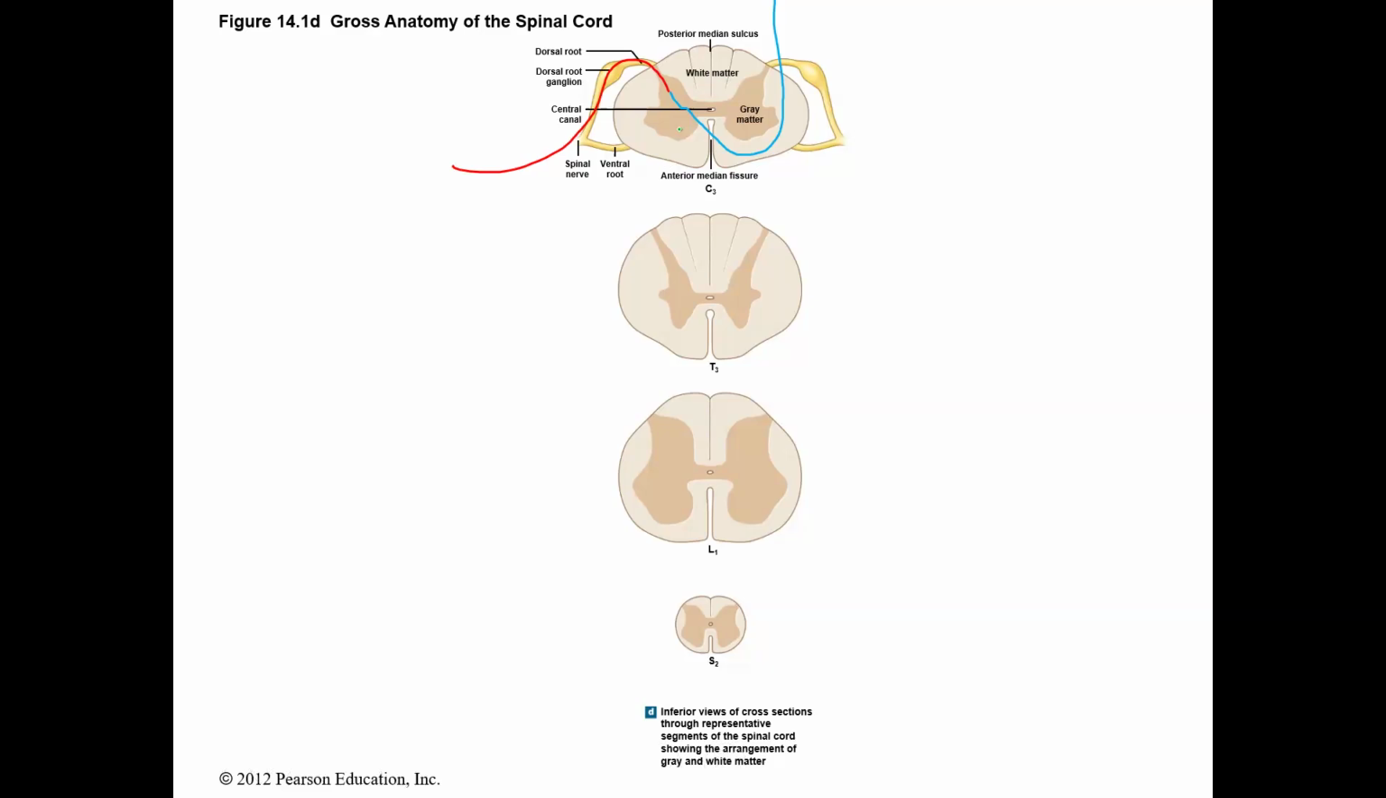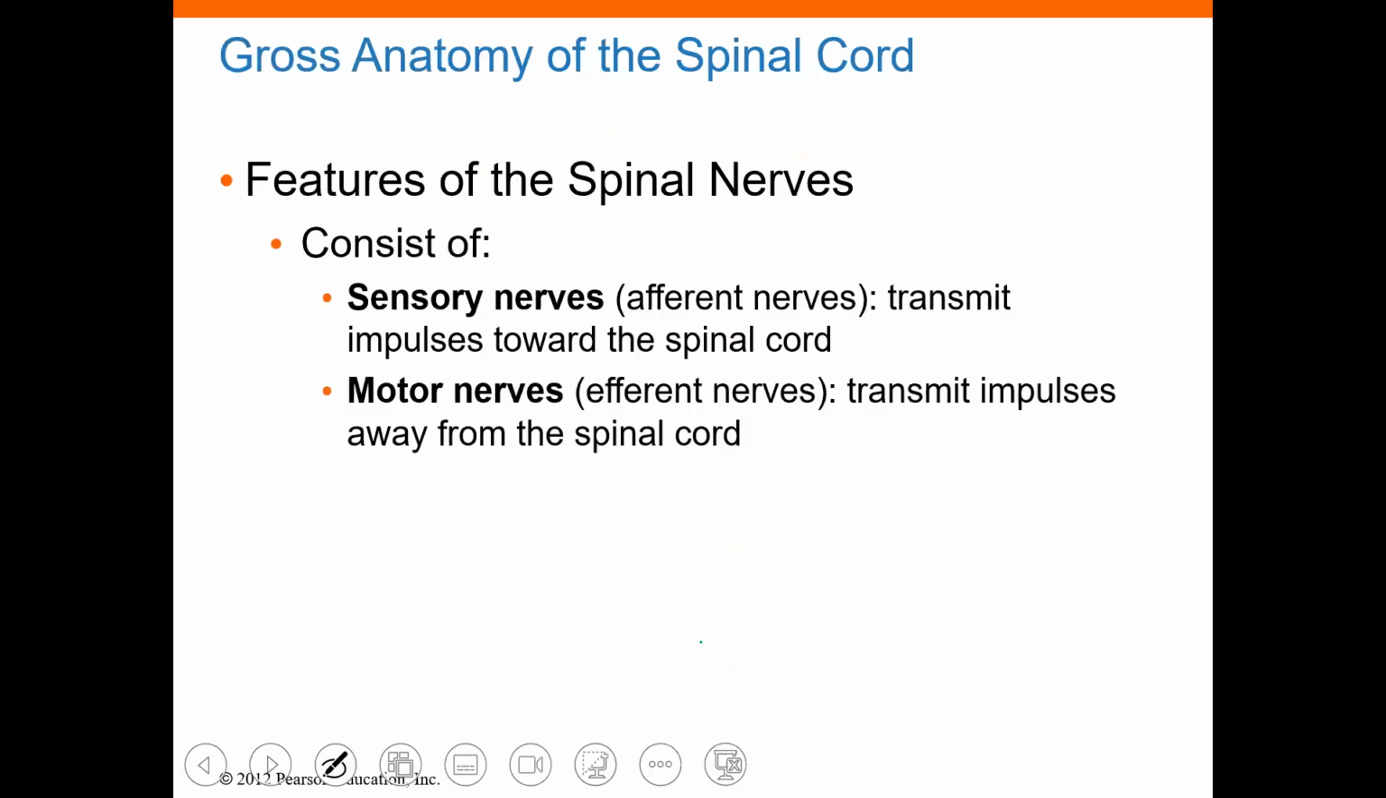This is going to be motor territory coming from the ventral aspect. Okay, so this is a section of the cervical cord here, thoracic, lumbar, and sacral. The spinal nerves consist of sensory or afferent and transmit impulses towards the spinal cord. Our motor nerves create movement, so it transmits impulses away from the spinal cord.